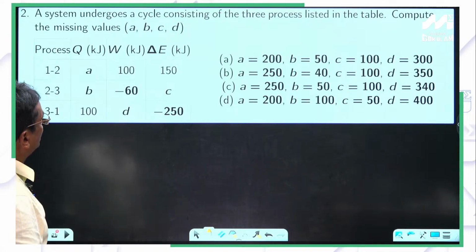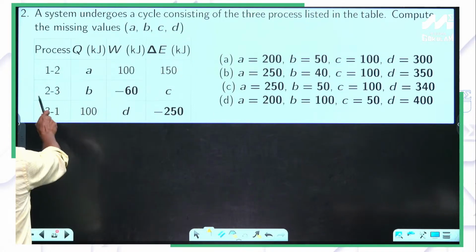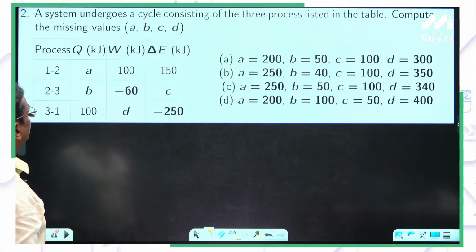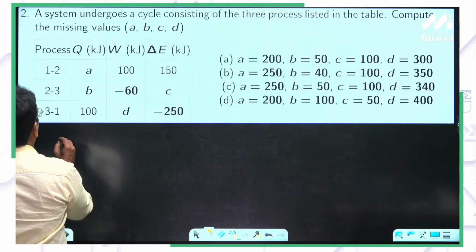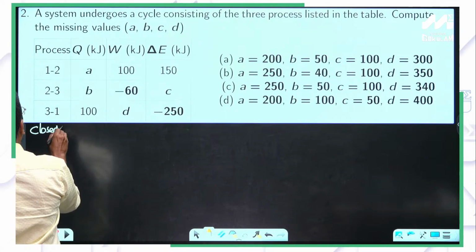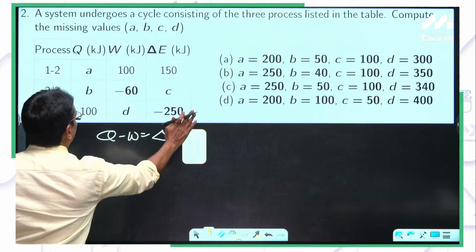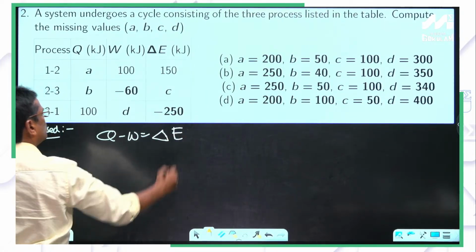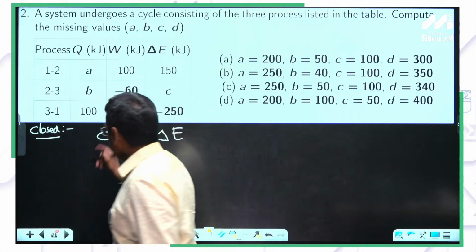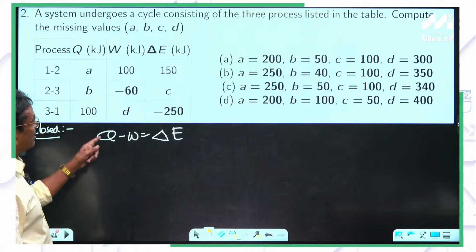A system undergoes a cyclic process consisting of 3 processes as mentioned in the table: 1 to 2, 2 to 3, 3 to 1. Compute A, B, C, D asked from this table. Assuming that the system is closed, Q minus W equals delta U, the first law of thermodynamics. Sometimes books write E, some books write U. E or U both mean the same, internal energy. Q is the heat transfer. It has a sign convention. Remember that it has a sign convention.